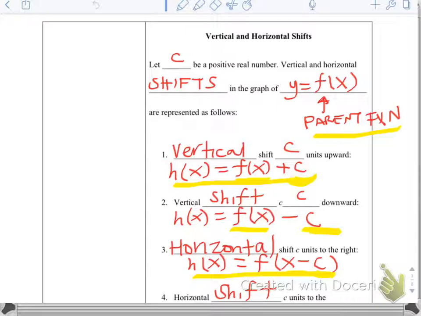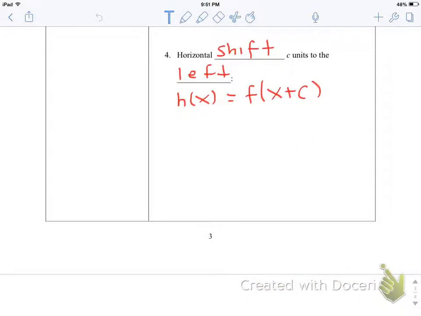So when it's inside of your function, I should say if it's part of your input, because remember, whatever's in here is your input, right? So if it's part of your input, then you're shifting horizontally, left or right. And if it's minus, counterintuitive. So if it's x minus c, then you're shifting it to the right. And if it's x plus c, then you're shifting it to the left.